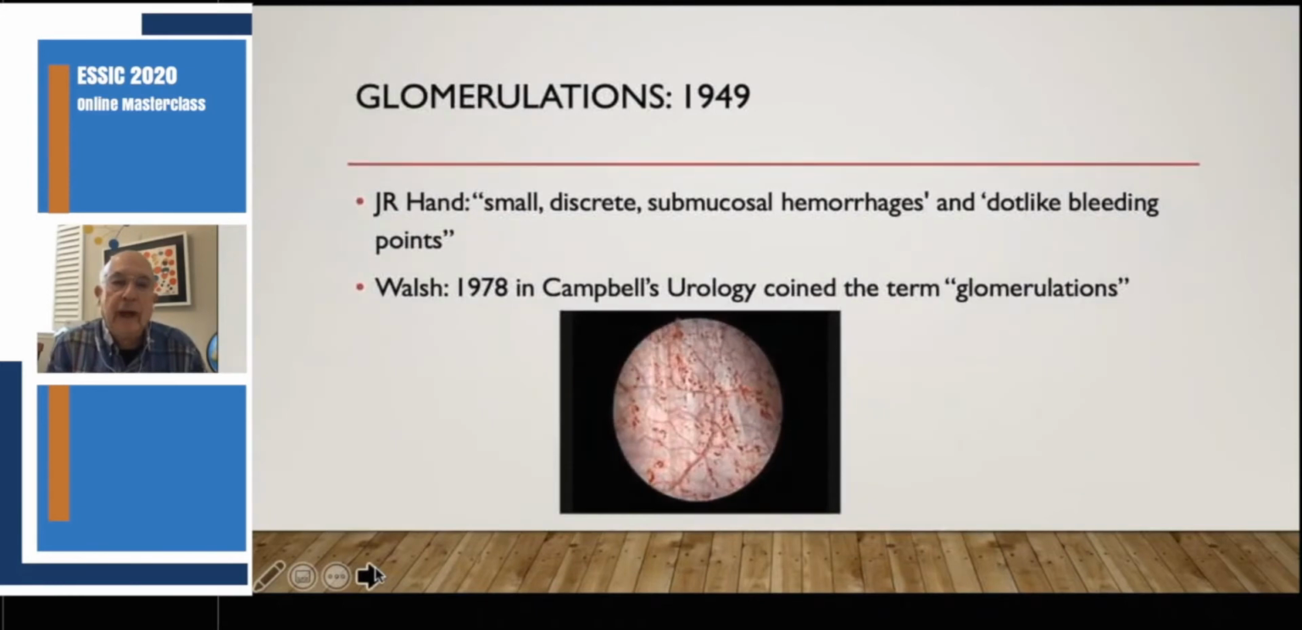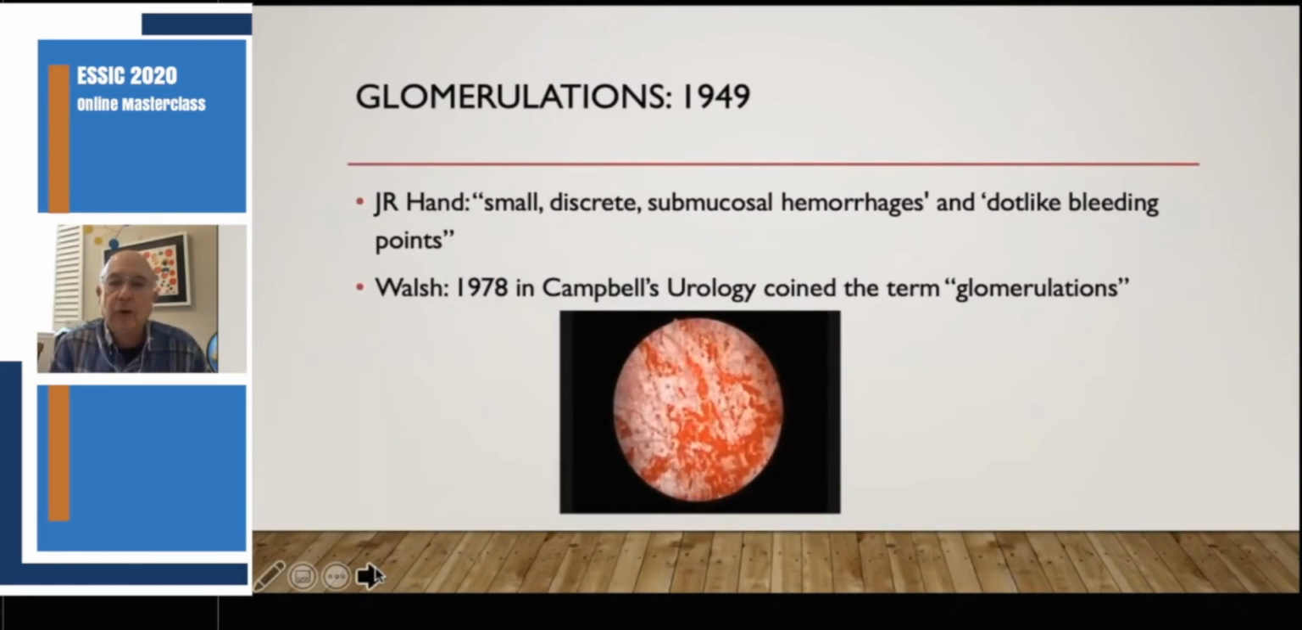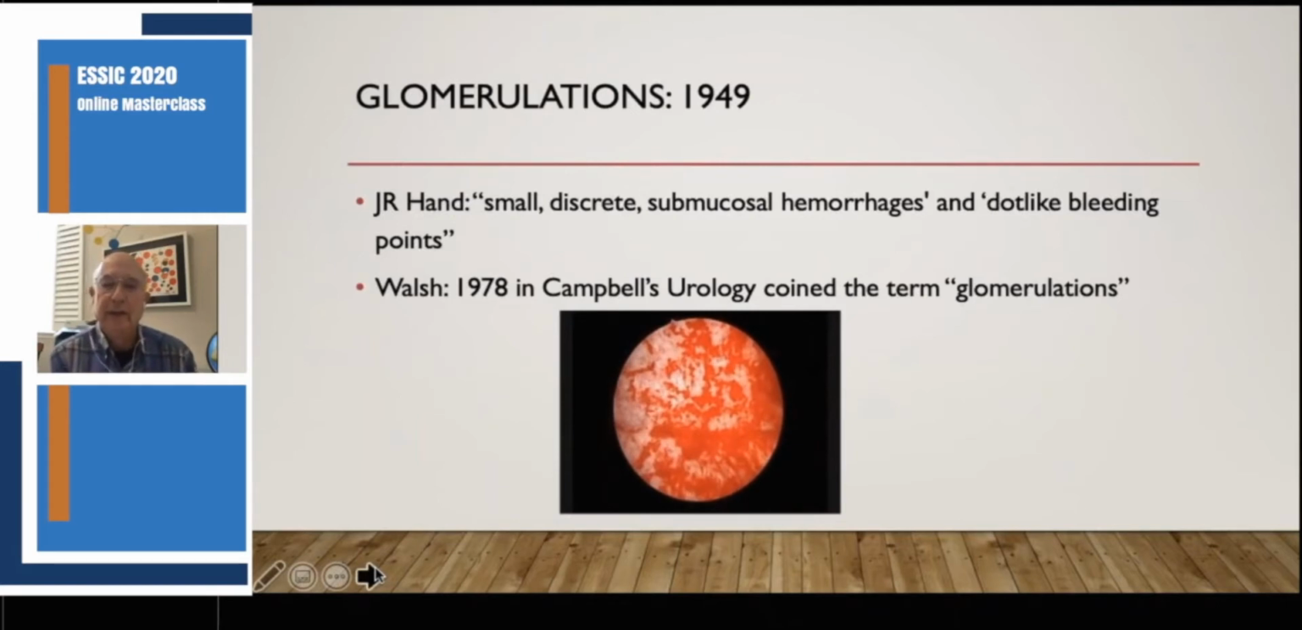In 1949, a urologist at University of Oregon in Portland, J.R. Hand, published a paper describing small discrete submucosal hemorrhages and dot-like bleeding points associated with this disorder. And in 1978, Anthony Walsh in Campbell's Urology, he was a urologist in Scotland, coined the term glomerulations.